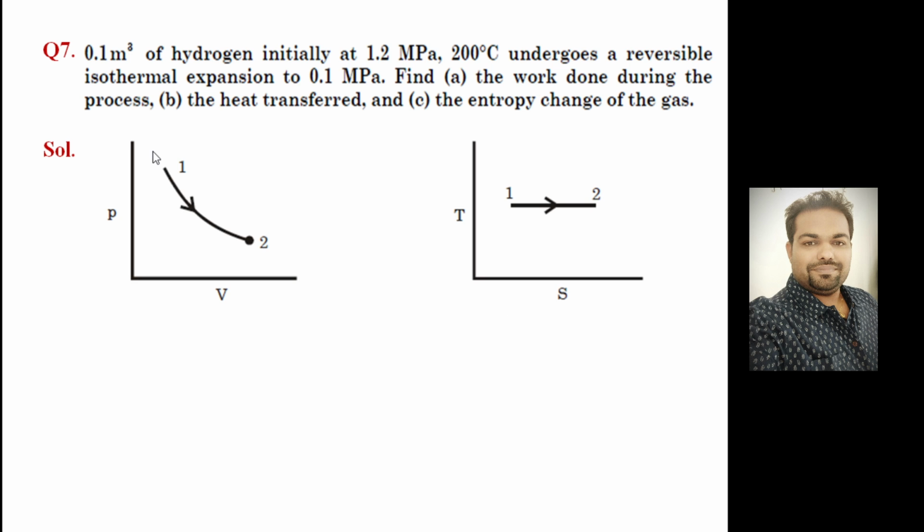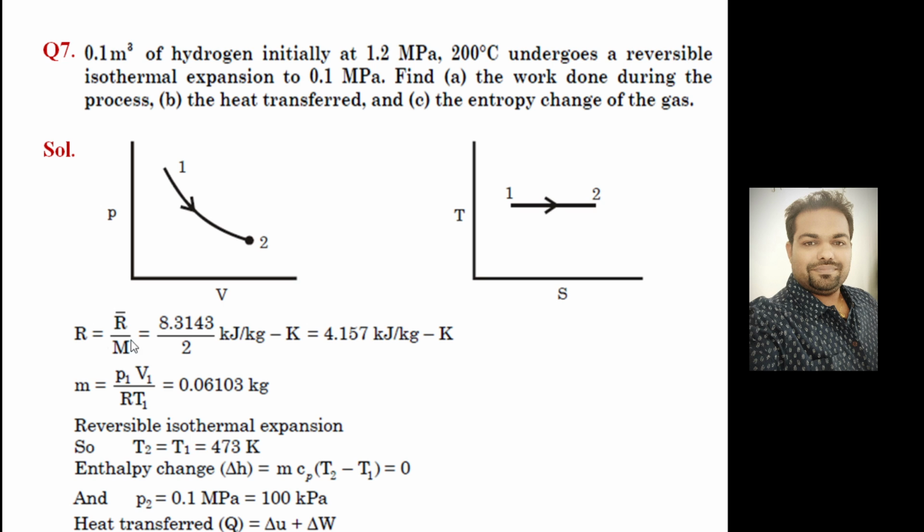So the process is something like this. An isothermal process on a PV diagram you can represent in this way, right? If you want to represent it on the temperature-entropy diagram, it will be a horizontal line, right? This is the process. So the characteristic gas constant, first you find out, that is the universal gas constant divided by the molecular weight of hydrogen, that is 2, that you calculated here. Mass can be calculated by using the ideal gas equation of state, P1 V1 divided by R T1. So this is the mass that you calculated.